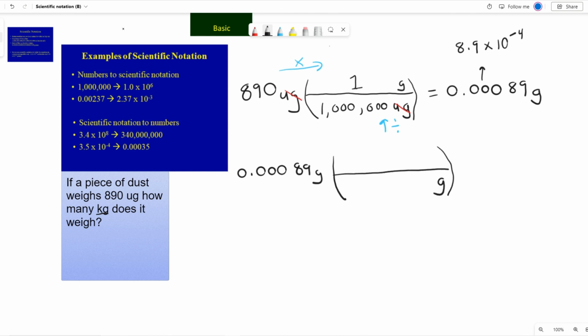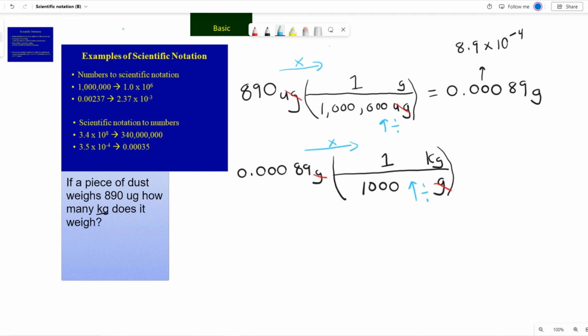Put grams on the bottom so they cancel out, and kilograms on the top because that's what we want to get to. Kilograms is the larger unit, the big one, so that's why we put 1 up there. And there are 1,000 grams in every 1 kilogram. Again, we have the problem set up so that grams and grams cancel out. For any factor label problem, we multiply across and then divide up.